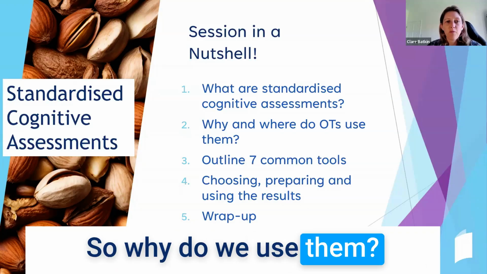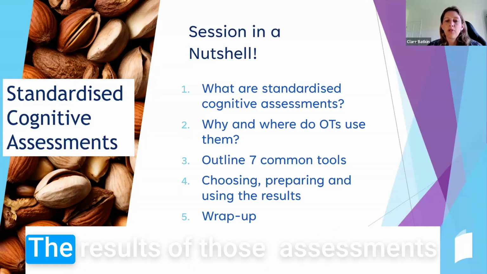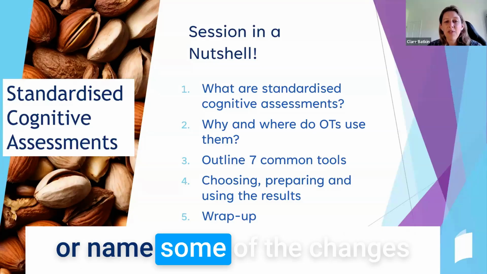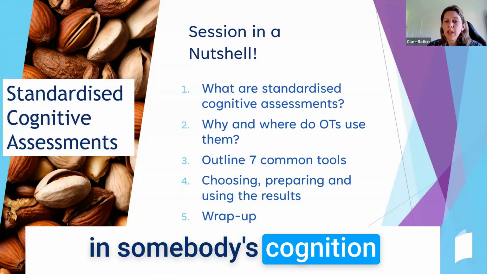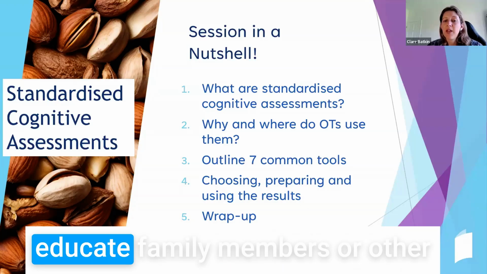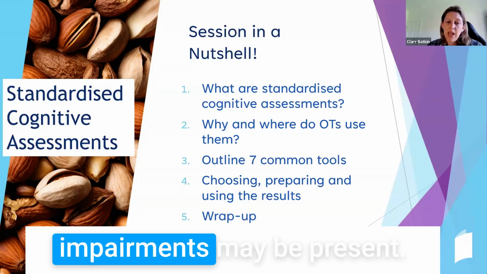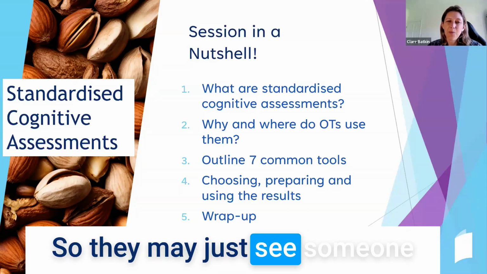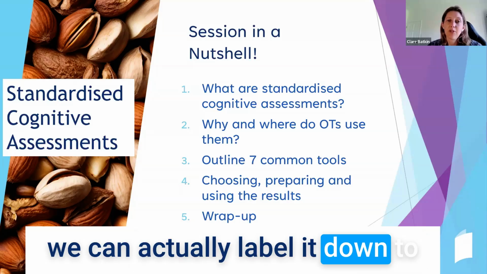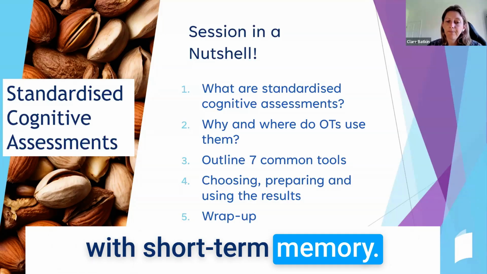So why do we use them? What is the actual helpful information that we're trying to get from these tools then? The results of those assessments can actually assist us to label or name some of the changes in somebody's cognition, which is helpful for planning our treatment approach, but also sometimes it's helpful to educate family members or other members of the multidisciplinary team about what cognitive impairments may be present. So they may just see someone as a little bit confused, but if we do one of these screening tools, we can actually label it down to they're having difficulties with paying attention or difficulties with short-term memory.